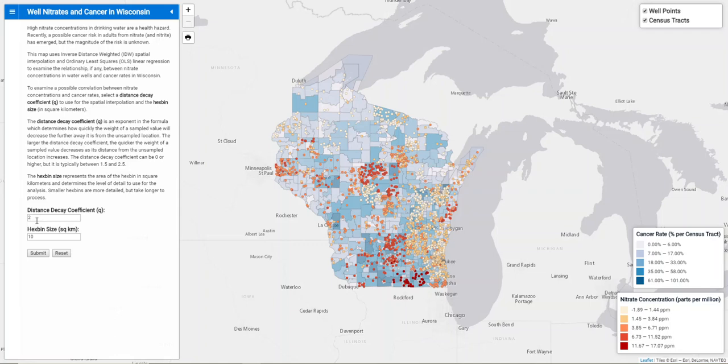So to run the analysis, you will enter a distance decay coefficient and a hex bin size. If you enter an invalid or non-numeric number, you'll get an error message, and when you click OK, the values will reset. You click Submit with valid data. Within about 10 to 15 seconds, the application will generate 3 layers.